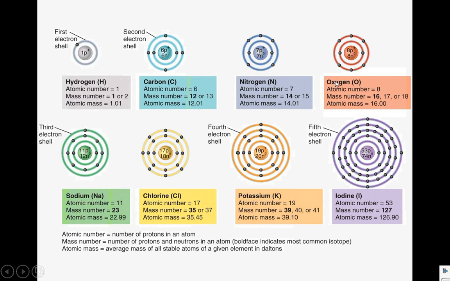Oxygen, atomic number 8. So 8 protons, 8 electrons. How many valence electrons? 6. Good. Is it happy? Is it stable? No. It needs how many more? 2. Okay. Sodium. Sodium has atomic number 11. So now we're going to end up with 3 rings. 2 that go in the first, 8 that go in the second, so 2 plus 8 is 10. But we have 11, so we have to make a third shell. So it has 1 valence. Is it happy? No. Because it needs 8, right?